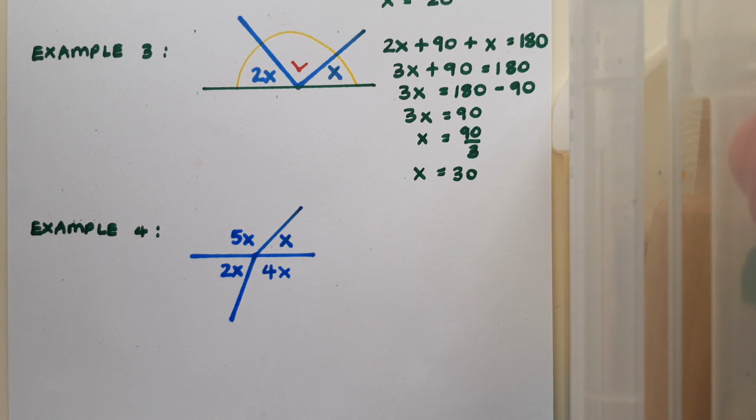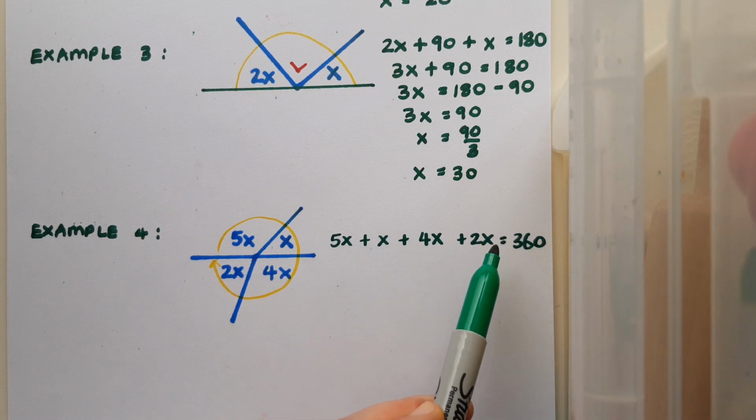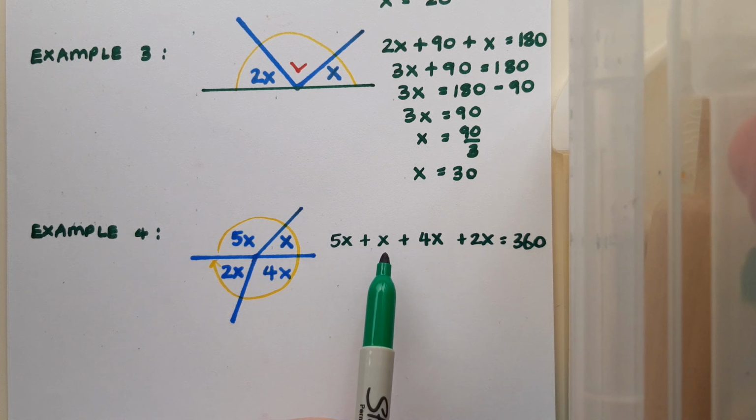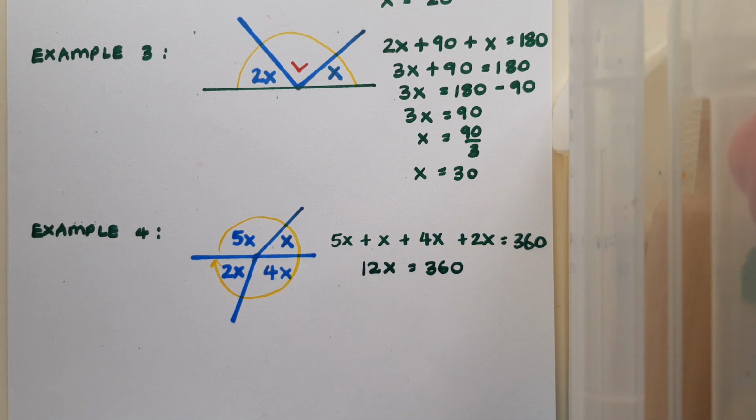Let's have a look now at example 4. In this diagram, I've got 4 angles. If I was to add these angles all together, what do you think my total would be? These 4 angles together represent a full rotation, so they'll add up to 360. Okay, so I've got a number of terms here that have x's. So how many x's do I have? Well, I've got 5x, and another one is 6x, and 4 more is 10, and 2 more is 12 x's altogether. So 12x is 360.